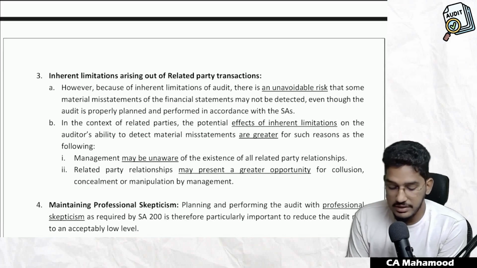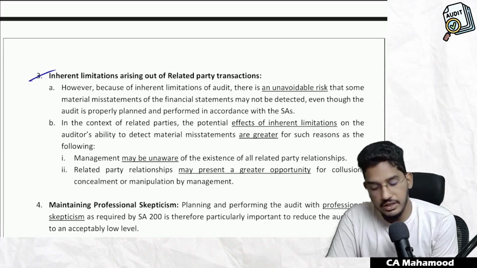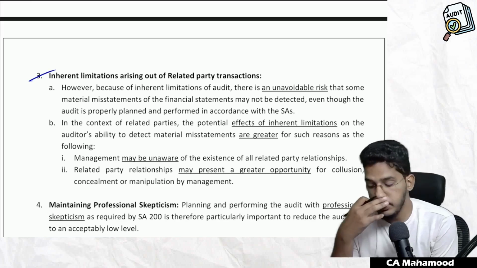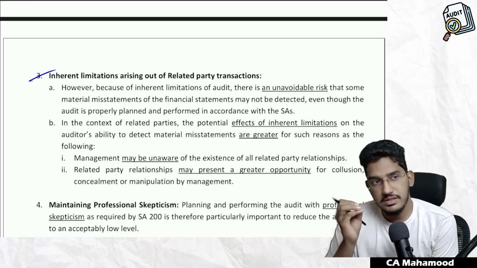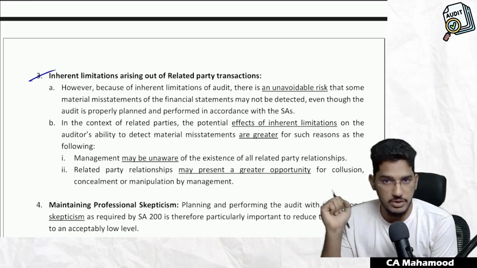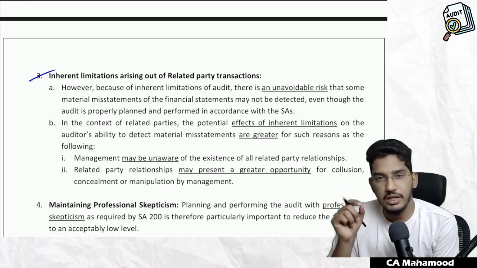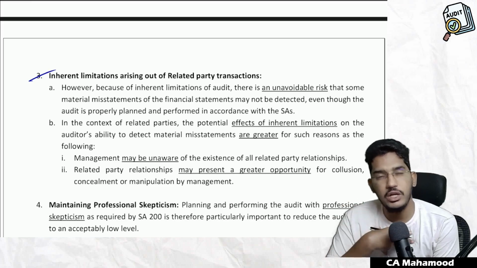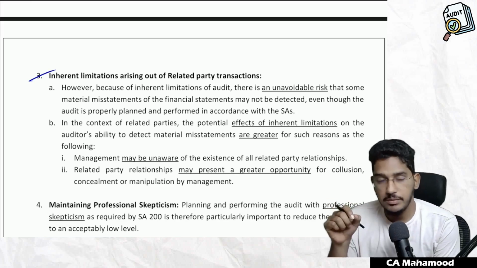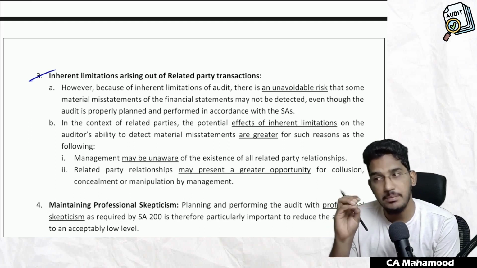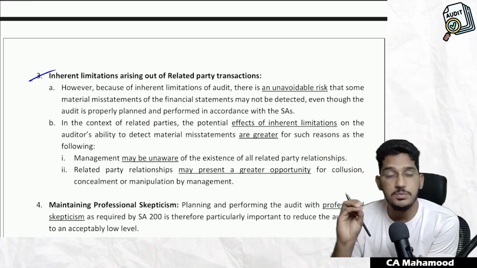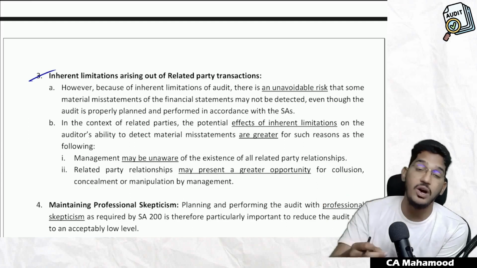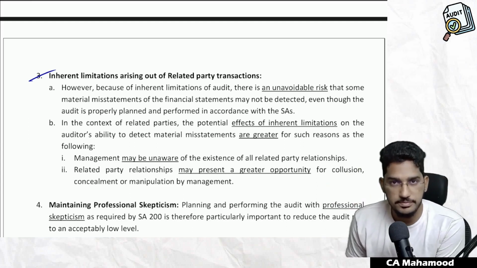And inherent limitations arising out of related party transactions. Even having related party transactions is an inherent limitation. Why? Because sometimes as an auditor, we will not be able to understand who is a related party and who is not. Because of this, sometimes we will not be able to identify the frauds happening through related parties. So because of related party transactions, the chance of our opinion going wrong is much higher. That means the impact of inherent limitations is much higher. If you have related party relationships or transactions, the chances that your opinion can go wrong are higher than with other limitations.